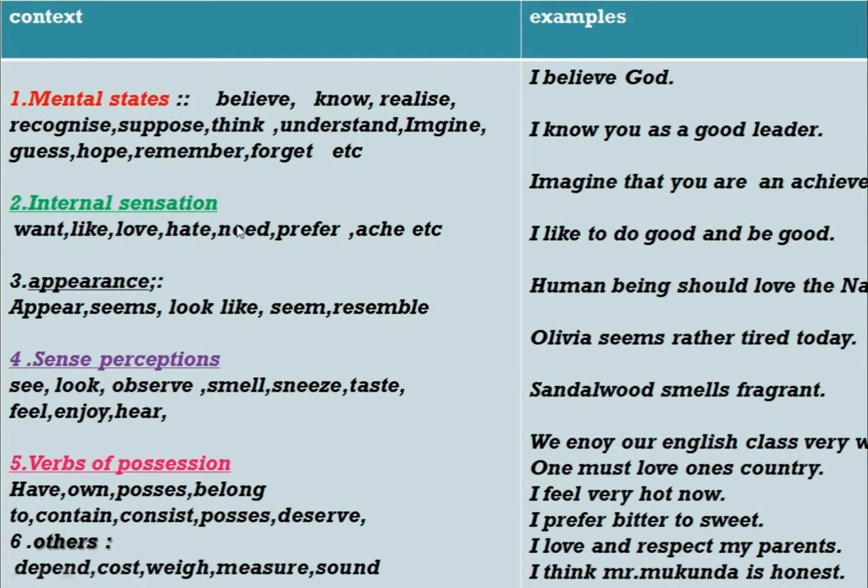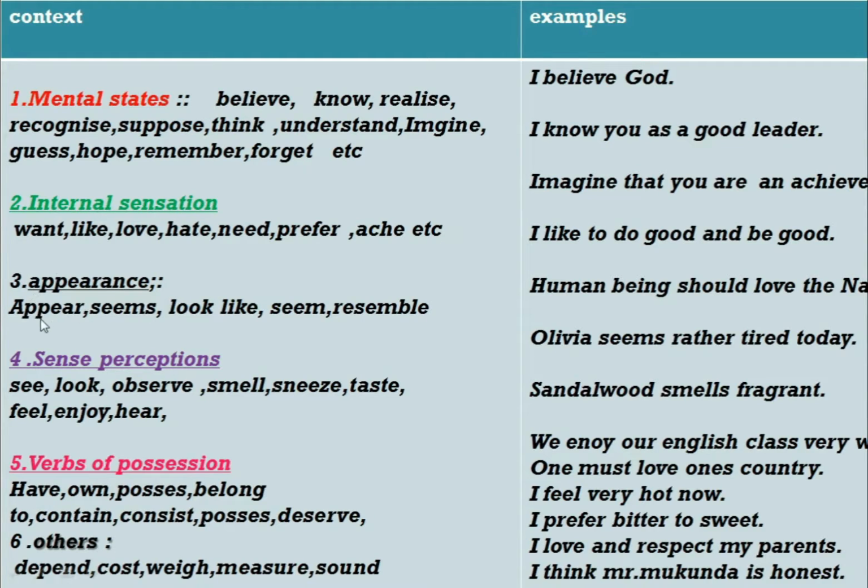In internal sensation, there are words: want, like, love, hate, need, prefer, envy. These words are also used in simple present. So I want a pen. We cannot say I am wanting a pen. These words cannot be used in present continuous. So want, like, love, hate, need, prefer, envy. These words are used in simple present or in other tenses also.